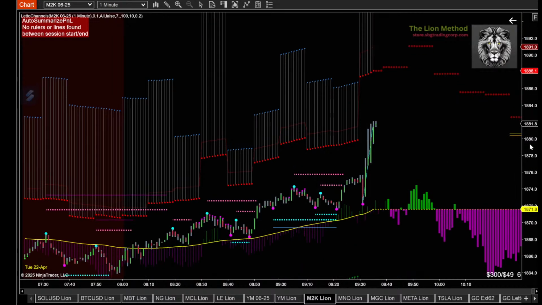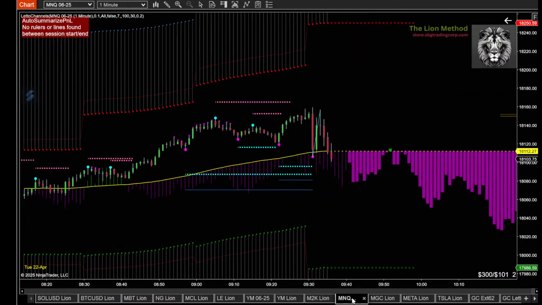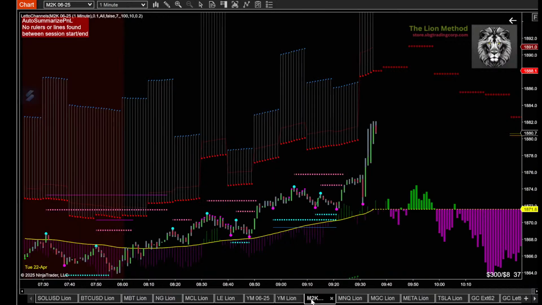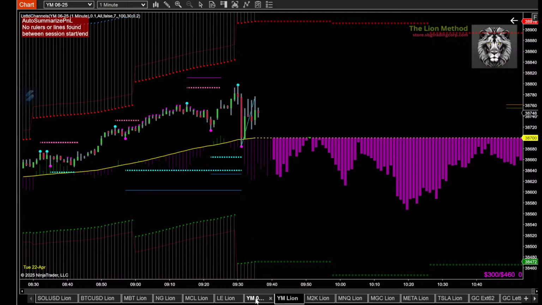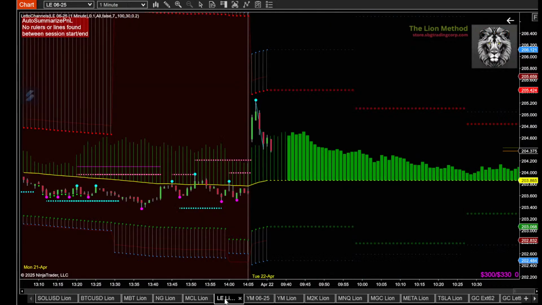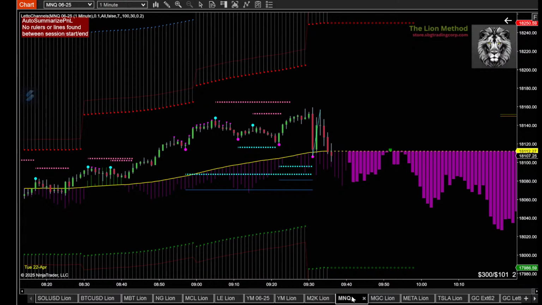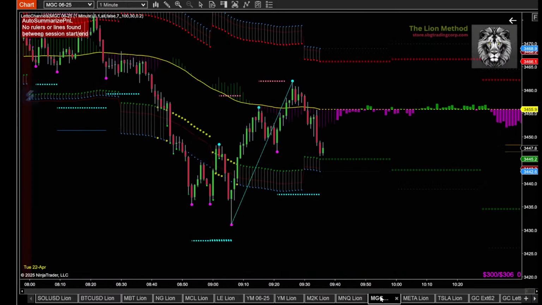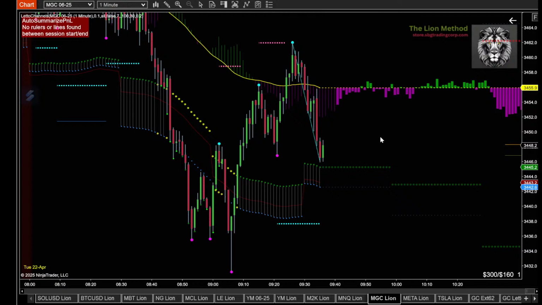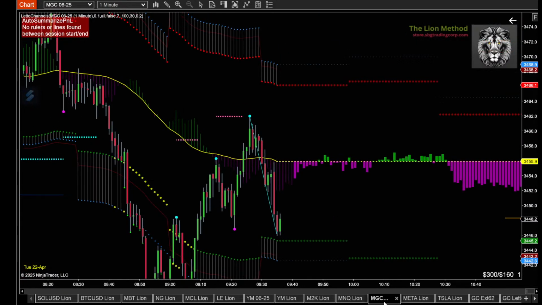We'll see what happens. Now, this is the Russell micro. And then Q isn't doing much. The Russell is interesting, that move. YM is not doing much at all. Nat gas. BC is moving toward oversold. It's moving toward oversold.